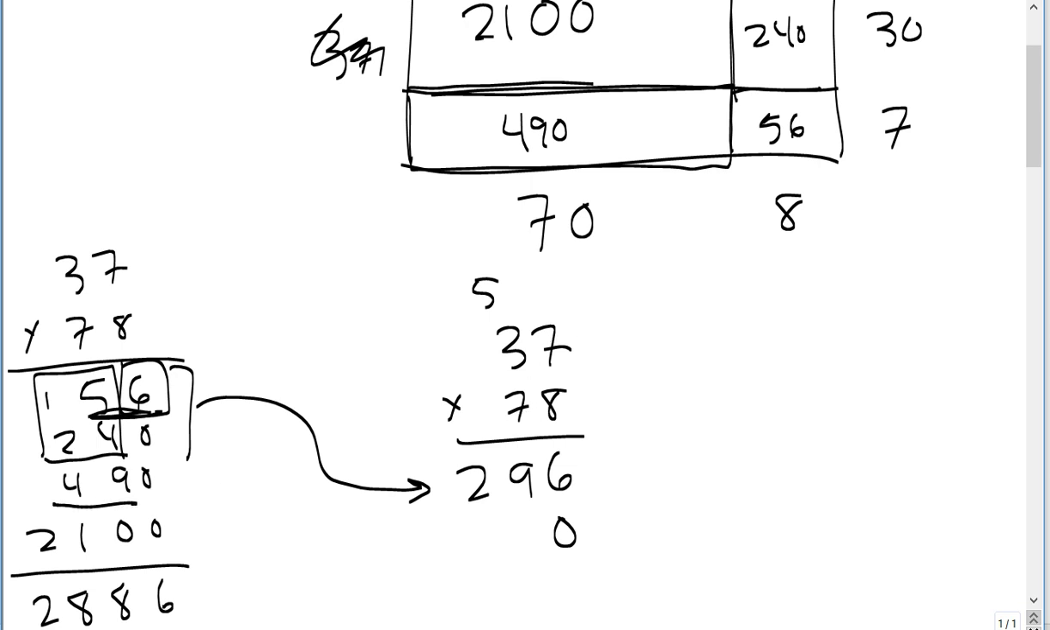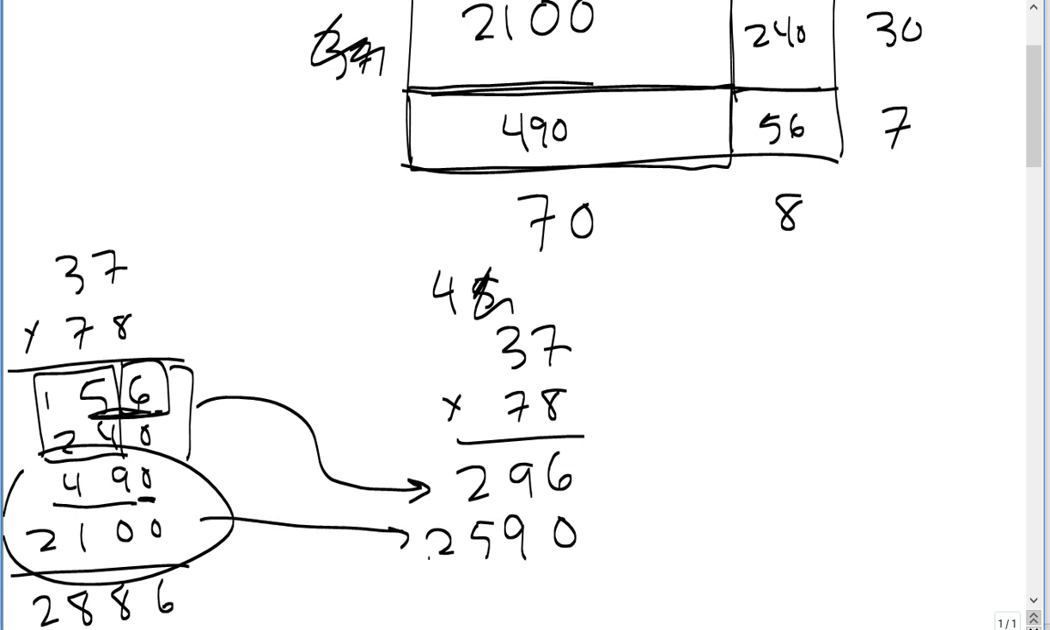7 times 7 is 49. You put the 9 over because it's not really 7 times 7. It's 70 times 7, which means it's going to end in a 0 because it's a number of tens. 7 times 3 is 21 plus 5 is 26. Again, we've added. 7 times 7 is 49. Put down the 9, carry the 4. 7 times 3 is 21 plus 4 is 25. That's these two things added together, and you get the 2,886.